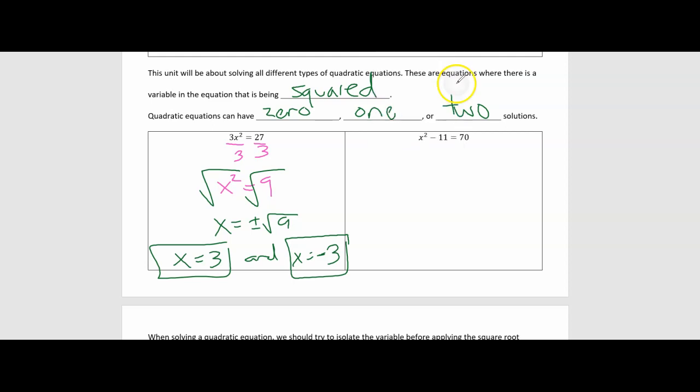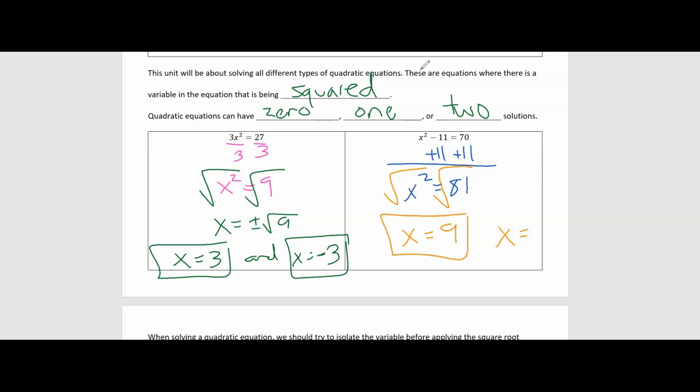For the one on the right, my inverse operation is going to be adding 11 to both sides to start. So I get x squared is equal to 81. Then I can apply my square root. And I get x is equal to, and I'm going to stop writing this in-between step, if I take the square root of 81, I get 9. So x can be equal to positive 9, and x can be equal to negative 9. Both of those are solutions.